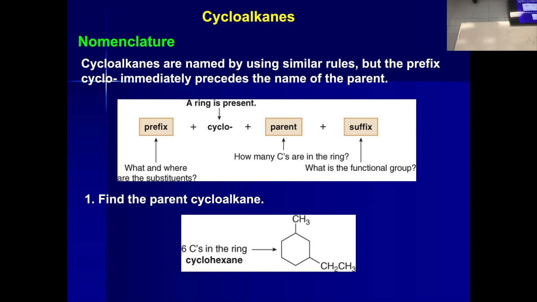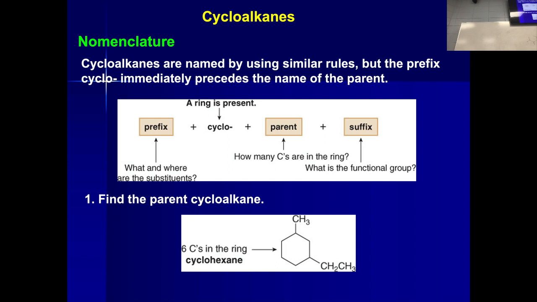Before we finish up what we needed to finish up last time and before we jump into the new stuff, let's spend a little bit of time and go over the rules that we talked about last time in terms of naming alkanes. Where do we start in naming alkanes? What are the three things that we've got to do? What do we start with?